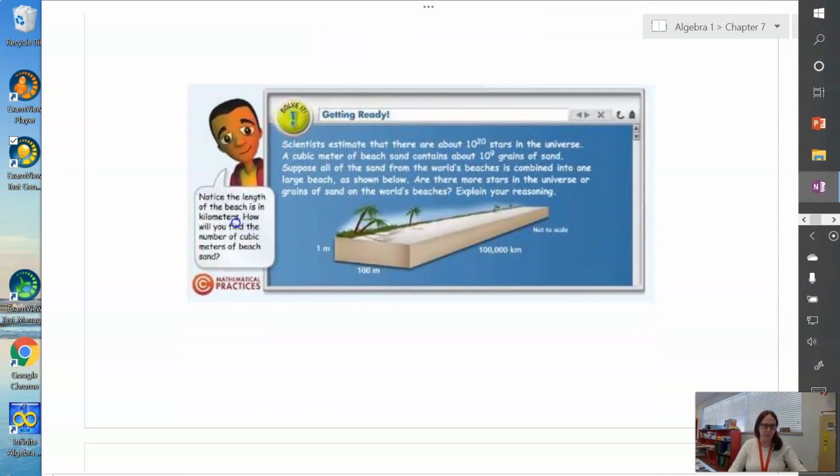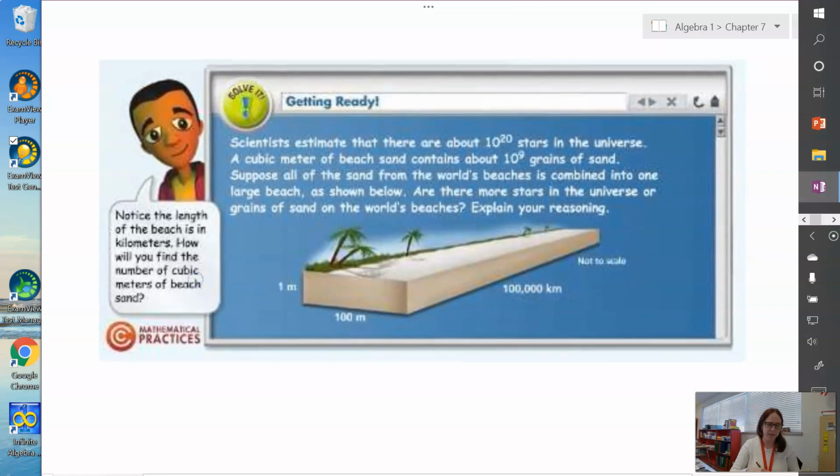Our objective is to multiply powers with the same base. So here's our first problem. It says that scientists estimate that there's about 10 to the 20 stars in the universe, and a cubic meter of beach sand contains 10 to the 9 grains of sand. Now suppose all of the sand from the world's beaches is combined into one large beach, as shown below. Are there more stars in the universe or grains of sand on the world's beaches?